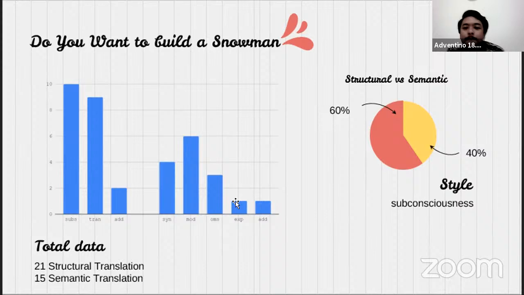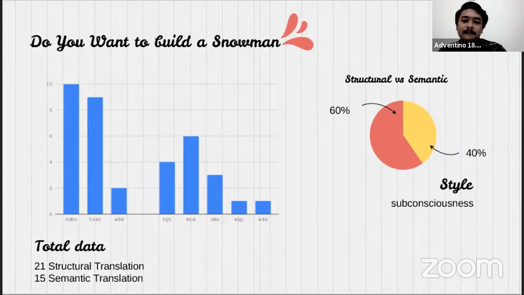So I can conclude that from this song, the structural versus the semantic translation strategy is 16% and 40%. From that I can conclude that the style is subconsciousness, because it is used much in structural translation.